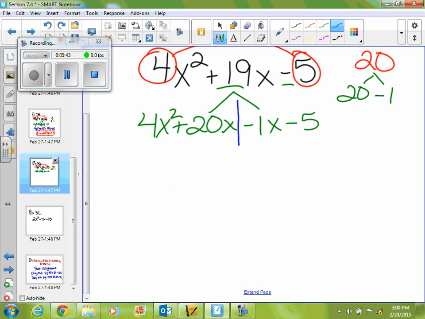So if I split it, what goes into a 4 and 20? 4. What goes into an x? And there you go, x. 4x squared divided by 4x is 1x. 4 divided by 4 is 1. 20x divided by 4x is 5. Alright, what goes into 1 and 5? 1, but because of this minus, it has to be a negative 1.